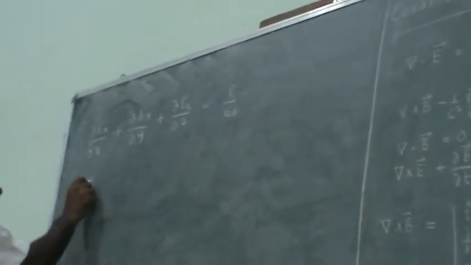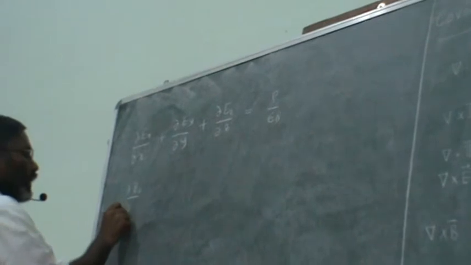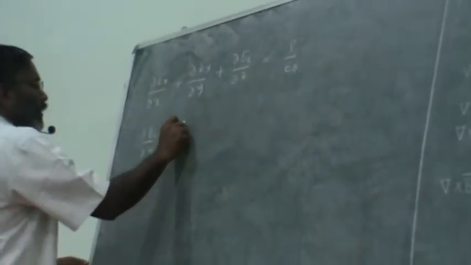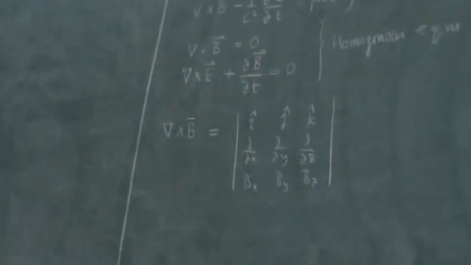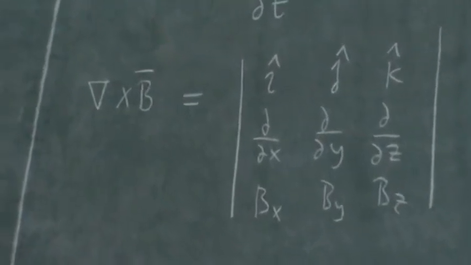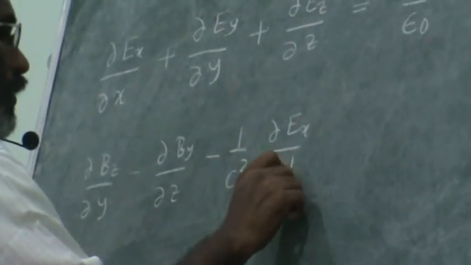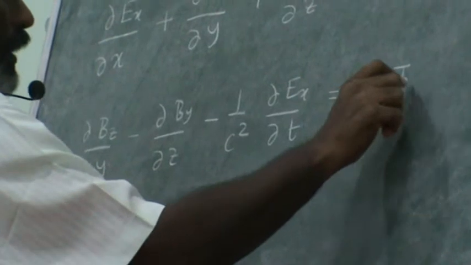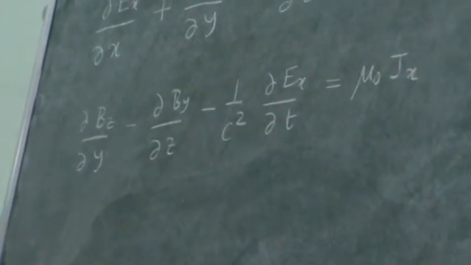So the i component is ∂Bz/∂y minus ∂By/∂z, minus 1 by c square into ∂Ex/∂t is equal to μ0 jx. This is the second term.